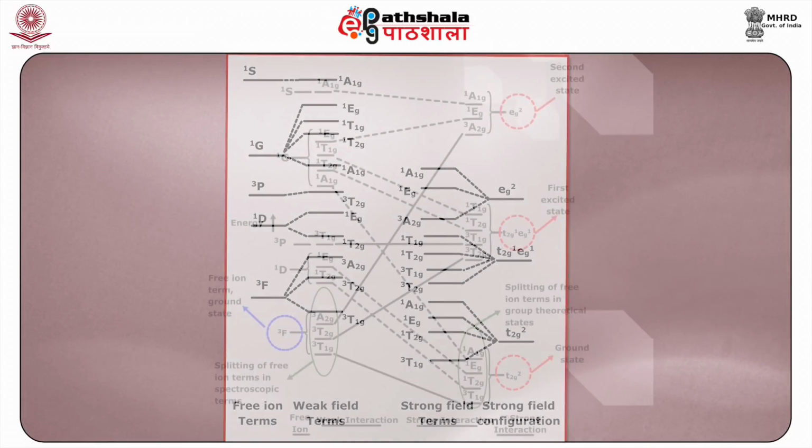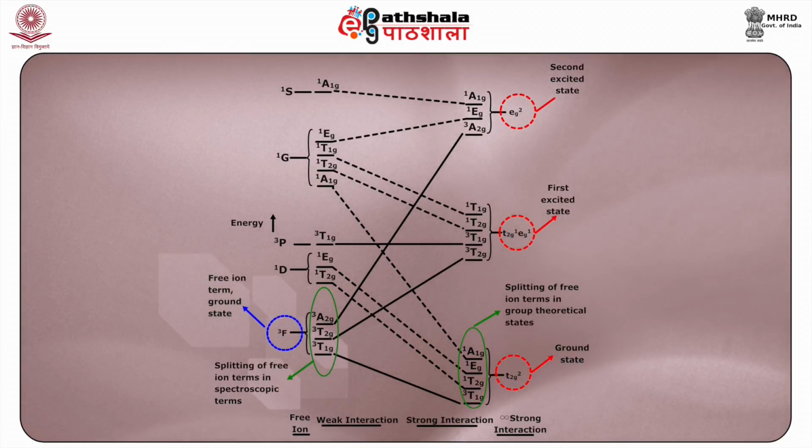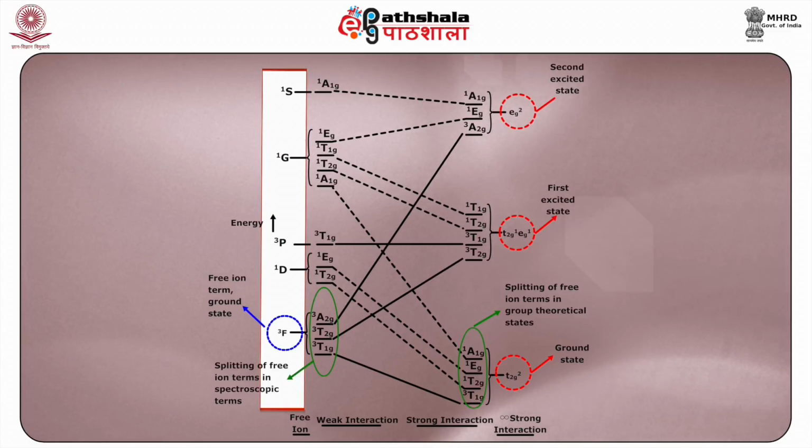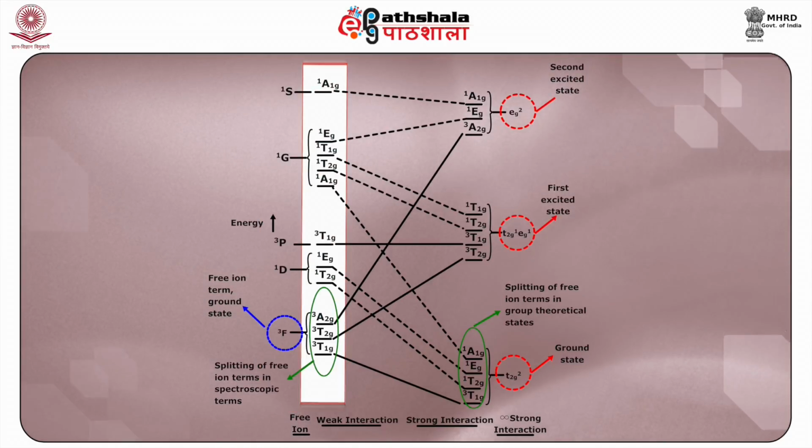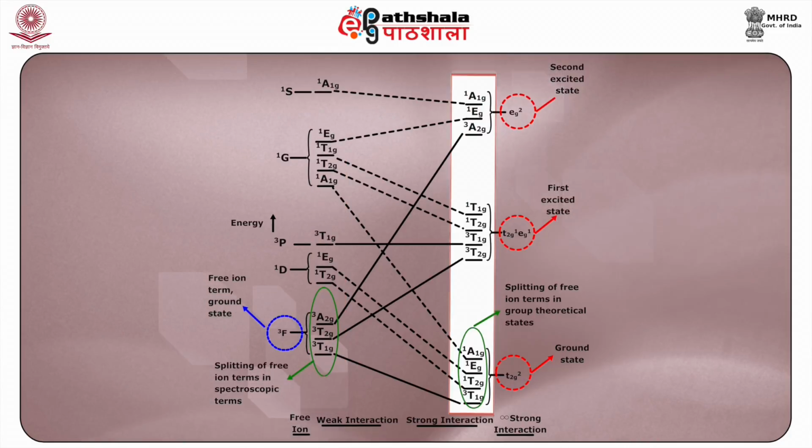The correlation diagram for a d2 configuration in octahedral geometry. On the extreme left are shown the free ion terms, which are split by the interaction of the weak field into the spectroscopic terms, and on the right is shown the strong interaction, which leads to the splitting of free ion terms into group theoretical states.